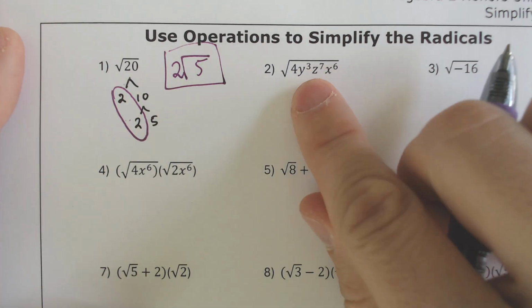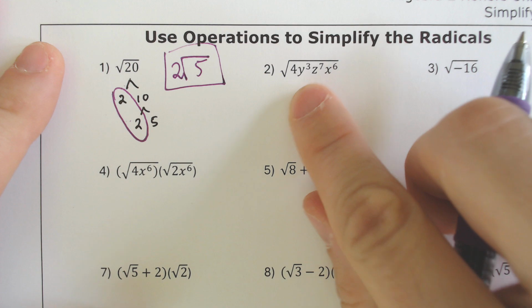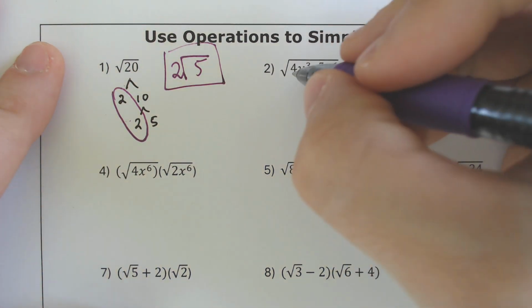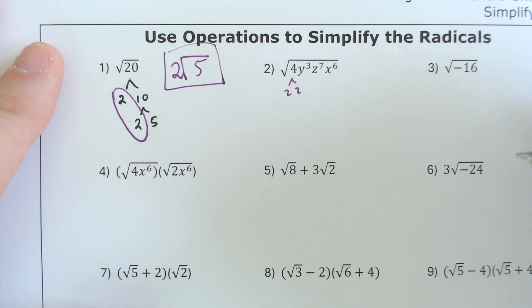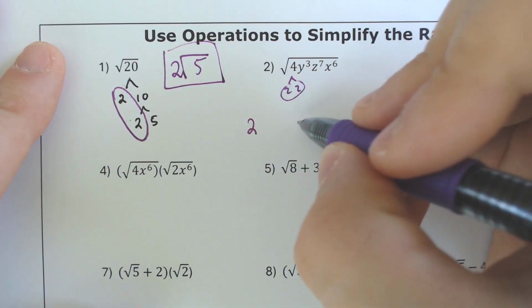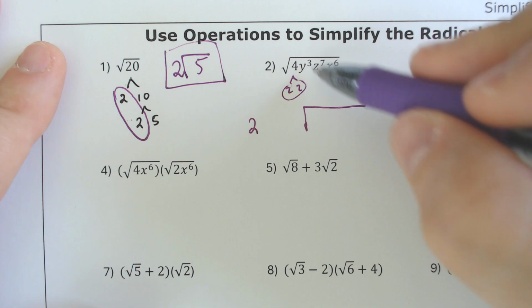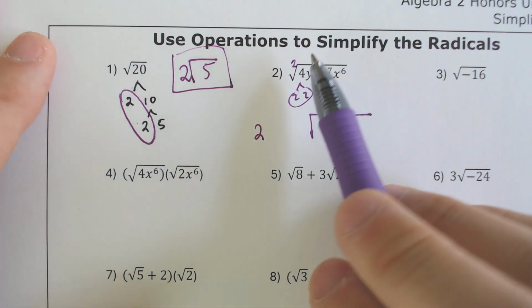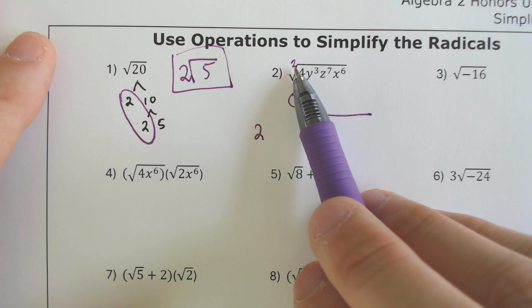And what do you do with variables? Here we're going to start with the square root of 4. The square root of 4 is 2. And if you broke down the 4, you'd also get 2 and 2. So circle the 2. Goes on the outside. Then we have the square root of a bunch of variables. So here's what we're going to do. It's always the square root, which is an invisible little 2 up here. We are looking for 2 of a kind.